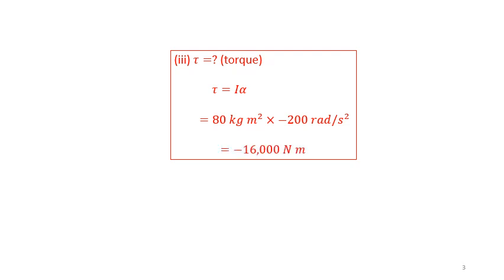Then the last part is the torque applied to it, which is the product of the moment of inertia and the angular acceleration. Okay, that's 80 kilogram meter squared multiplied by minus 200 radians per second squared. So the value is negative. That torque is a frictional torque. It brings the flywheel to a stop. So that's why we have our answer as a negative value. God bless you. I hope you understand this too.